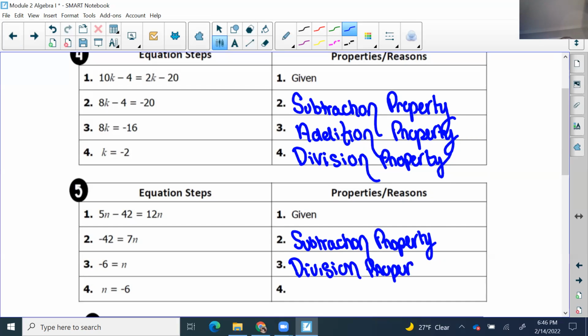Now, here's a new one. I've now flipped it over. So I said -6 is equal to n, and then I said, okay, now n is equal to -6. That is the symmetric property. I'm actually really glad that we did that one. Okay, so we just put the variable on the left side, we just flipped it over. So that is the symmetric property.